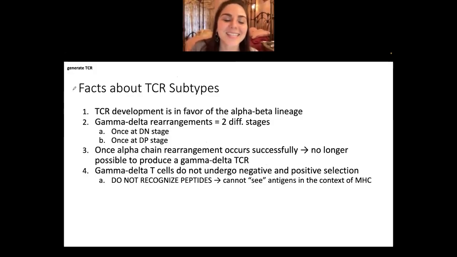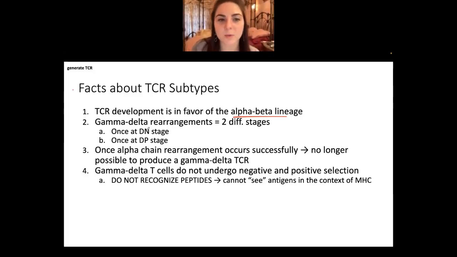So, T cell receptor subtypes. Like I mentioned, we are in favor of the alpha beta lineage. It's always going to be beta versus gamma delta, alpha versus gamma delta. But the gamma delta rearrangements occur at these 2 different stages. You get 2 chances. Like, hey, are you sure you don't want to make a gamma delta? Maybe you want to make one today.